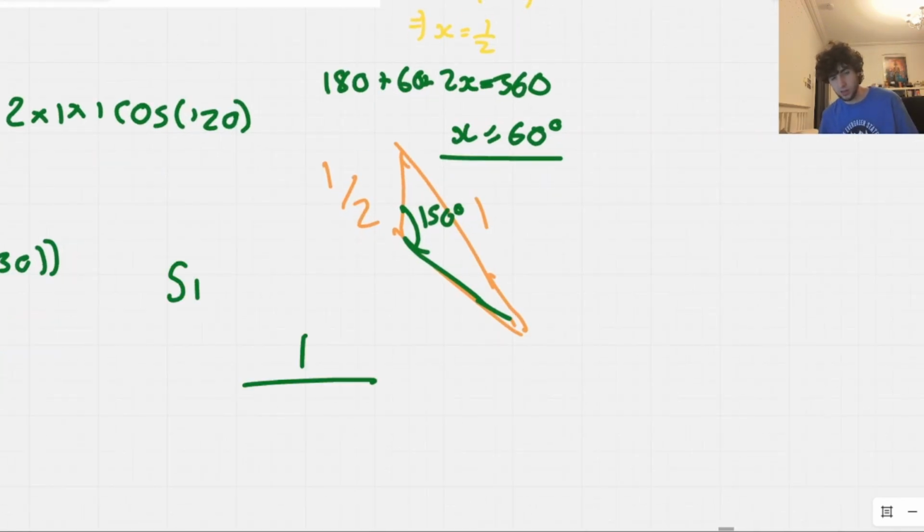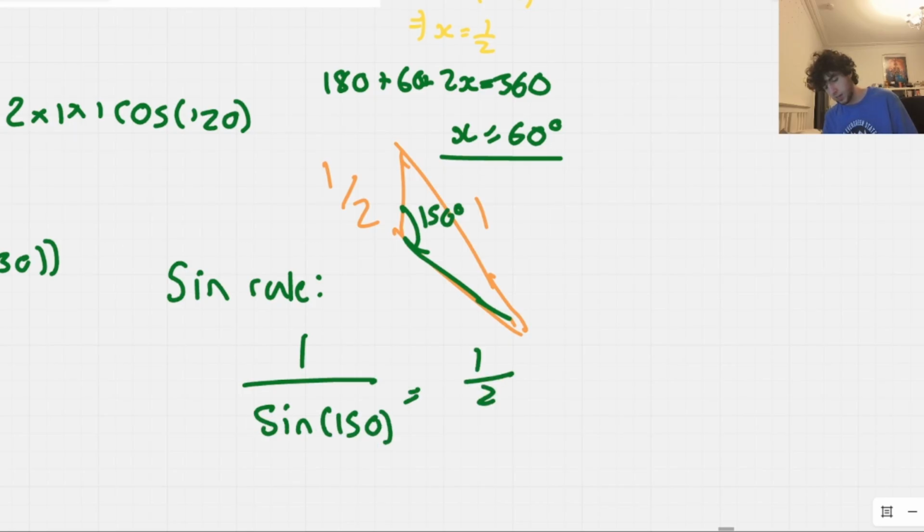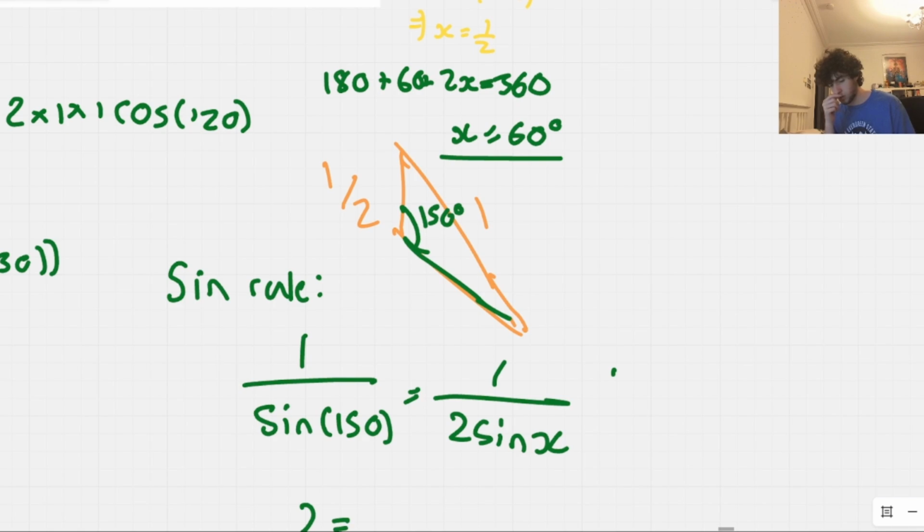So we can use the sine rule to say that 1 divided by sine of 150 is equal to a half over sine x. That's going to be 1 over 2 sine x. Sine 150 is the same as sine 30, so that's just a half. So 1 divided by a half is just 2. So 2 is equal to 1 over 2 sine x. That's going to be 4 is equal to 1 over sine x. And effectively you get sine x is equal to a quarter, which is a little bit strange, actually.